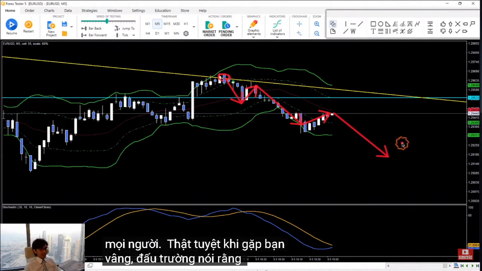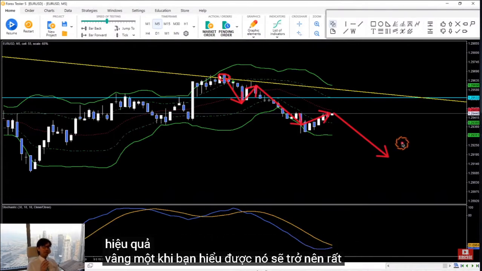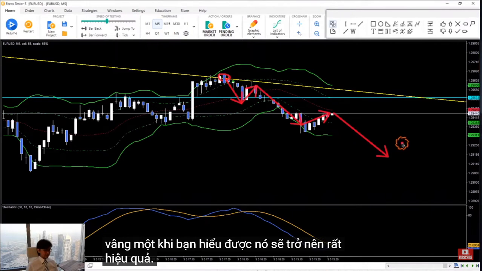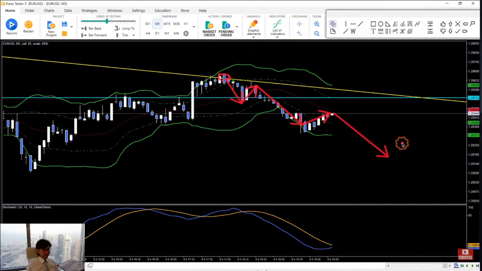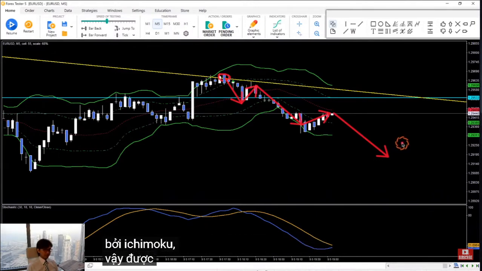Yes, Arania says KTS is difficult but very effective. Yeah, once you get it, it becomes very effective. Before I used to take only one single time frame to trade, but I got many fake outs and retracements. So that's why I came up with the idea of looking at the charts by multiple time frames by Ichimoku.